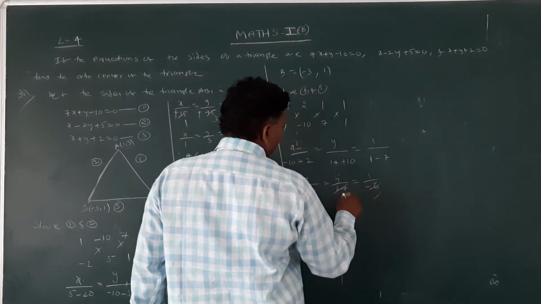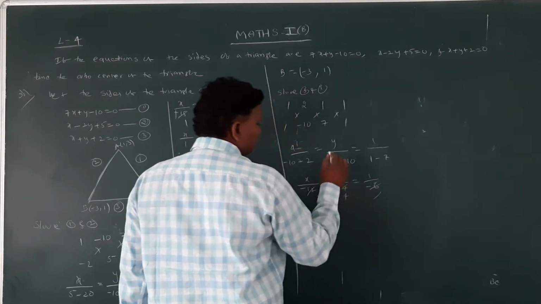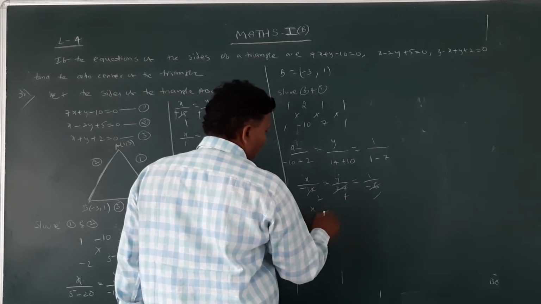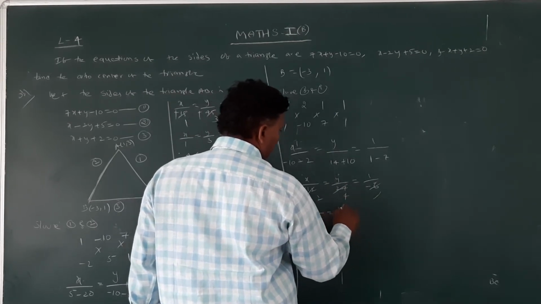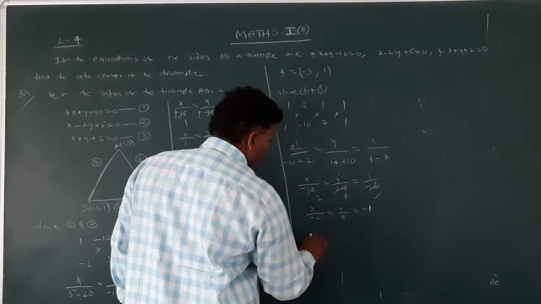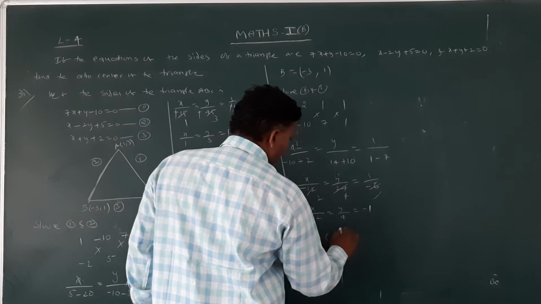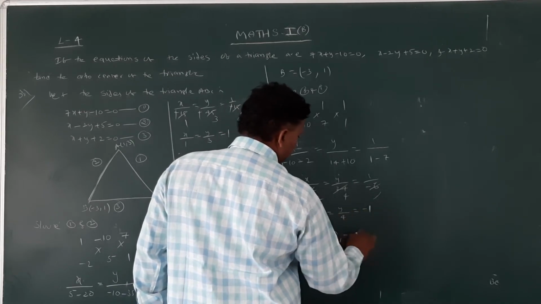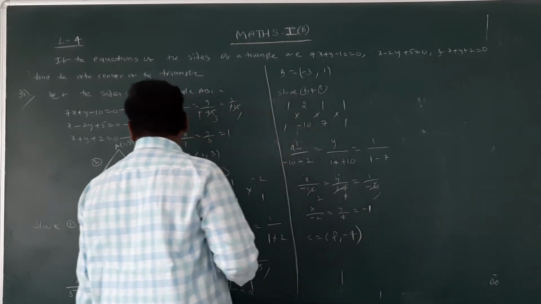So x by minus 12 is equal to y by 24 is equal to 1 by minus 6. Dividing by 6, x by minus 2 is equal to y by 4 is equal to 1 by minus 1. Therefore, C is the point minus 2 comma 4. What is the vertex C? Minus 2 comma 4.